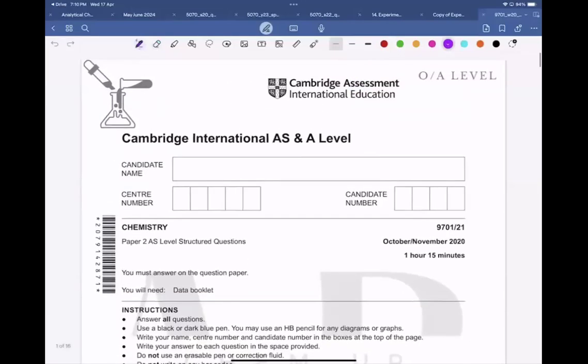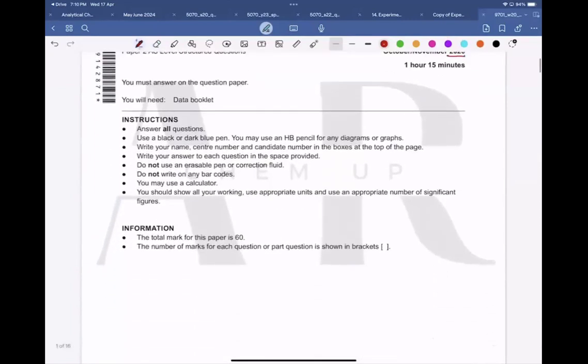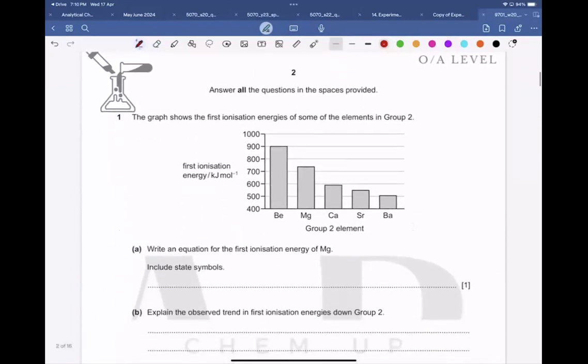Okay, so today we are going to start with the 2020 variant 2-1 paper 2. Okay. Now, see, there is no choice to answer all the questions.